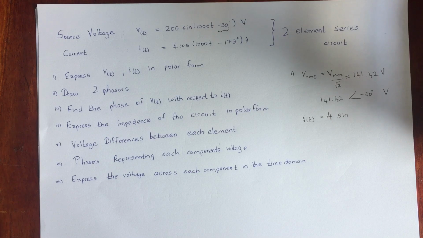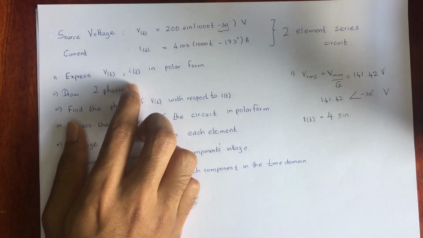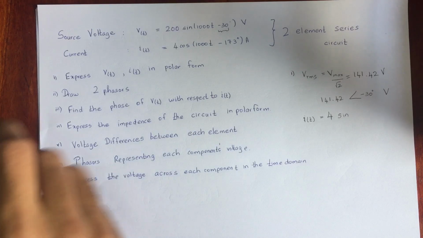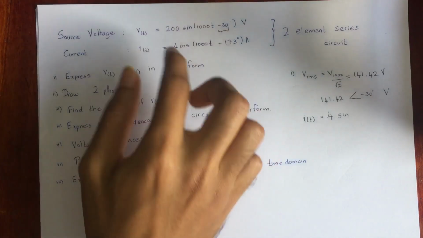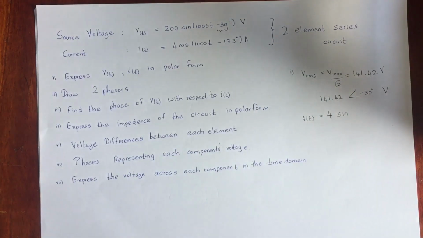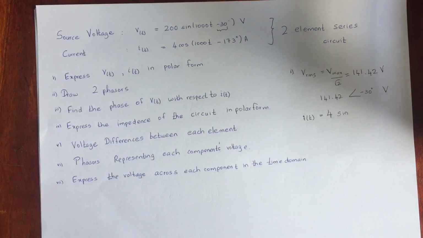Okay, let's do this. First of all, they are asking to express the voltage and the current time domain equation in polar form. We have already learned that when converting a time domain equation to polar form, we need to find the RMS value of this voltage first. So how do we find this RMS voltage? We can directly use Vmax over root 2.